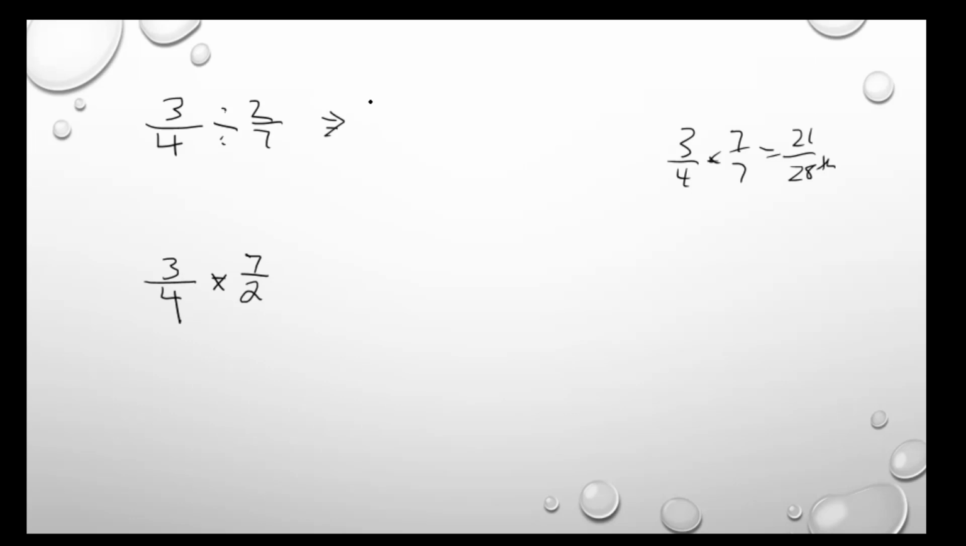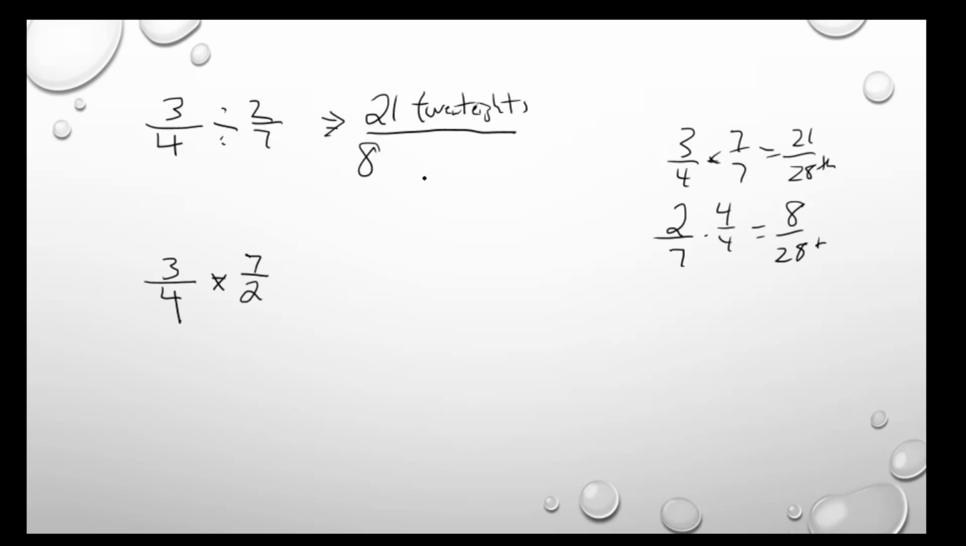So this is 21/28 divided by 2/7 times 4/4, which is 8/28. So this is 8/28. The 28s cancel, and I get 21/8. That's the answer.